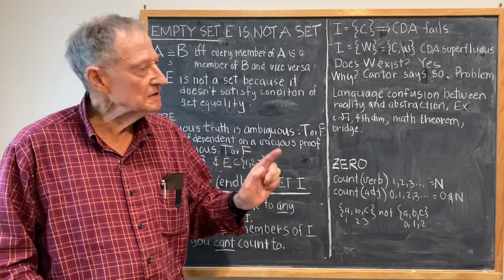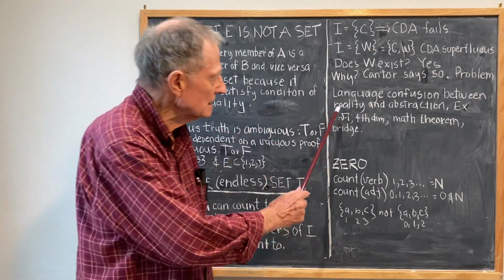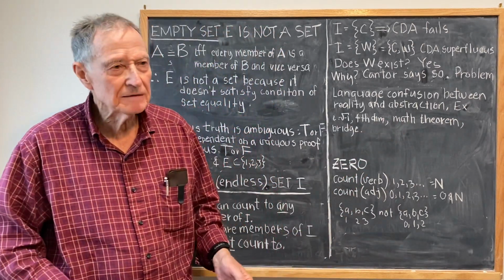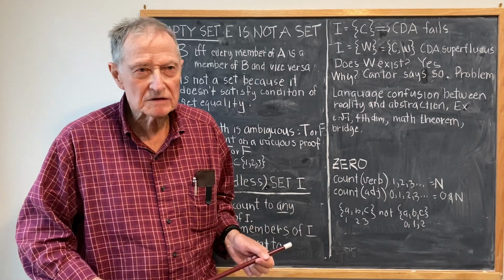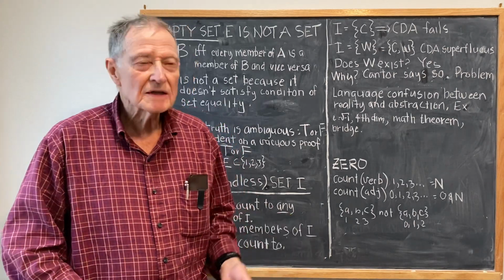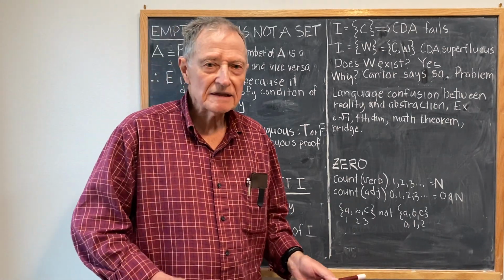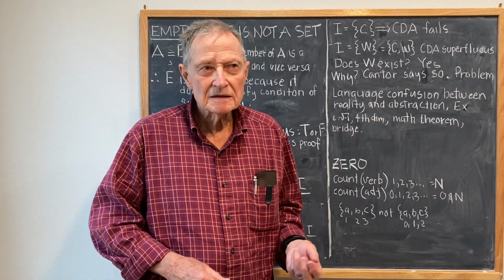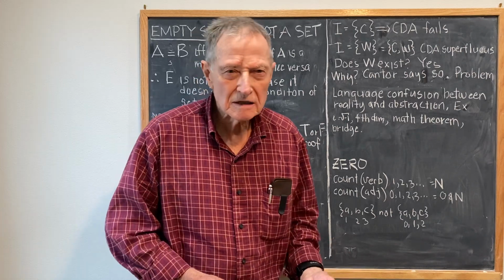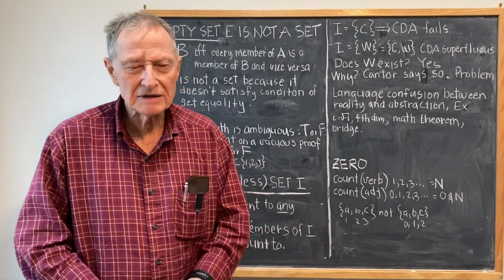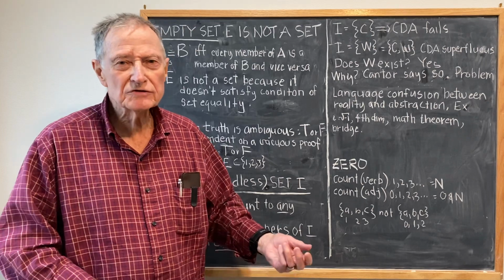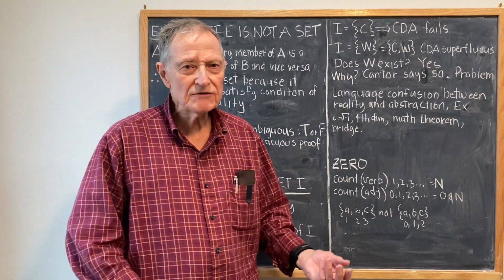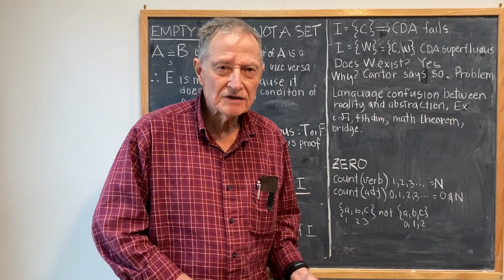However, the problem is there's a language confusion between reality and abstraction. And that comes about because the only language available to build up your abstract system is real language. And unless you're careful, the only words available to describe the results of a proof using your abstract system are real words, but if you don't make the distinctions, then you can get into trouble.